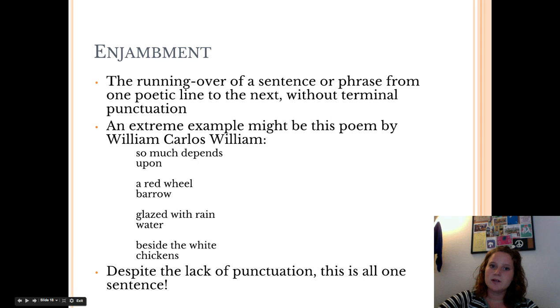It's important to know about enjambment because it affects the way that you read a poem. It would not make sense to read this poem, "So much depends upon a red wheel, barrow, glazed with rain, water, beside the white chickens." Because we don't have punctuation, we're not pausing anywhere between the lines. So when we see an enjambed line, just keep reading right on through.